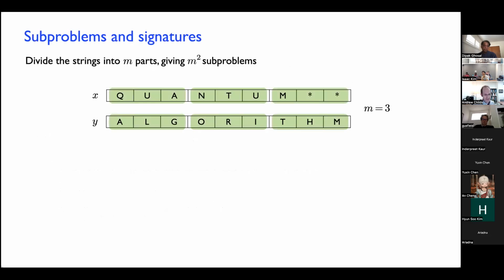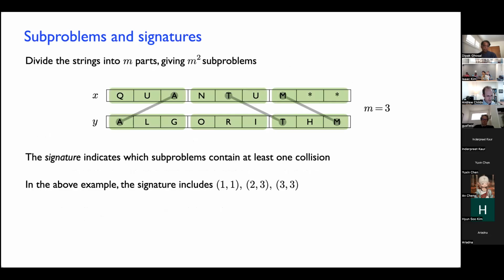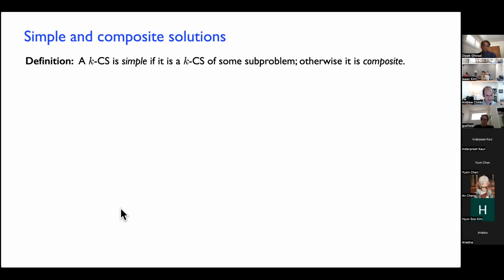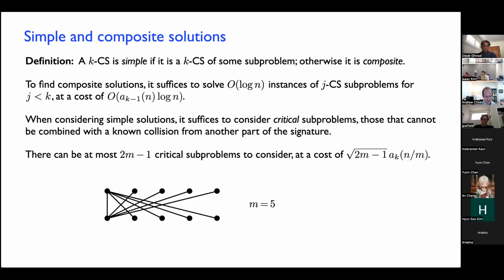Maybe in light of the time, I won't try to explain all of the details. We compute this thing that we call a signature, which tells you where there are some collisions between the parts. That's something that we can do using not too many quantum queries. This is like our budget. We have this n to the 2/3. And then we have this decomposition into simple and composite subproblems.